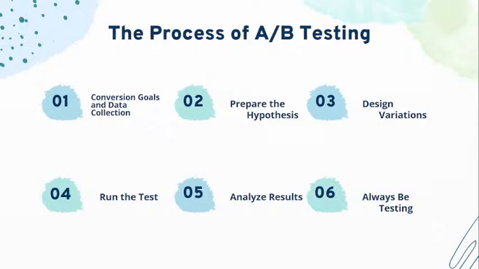So it will show you the difference in performance between the different versions of the website. If the variation is the winner, implement the winning variation. If there is no change, then get insight from it and implement it on the next test, right? So how exactly do we analyze the data?